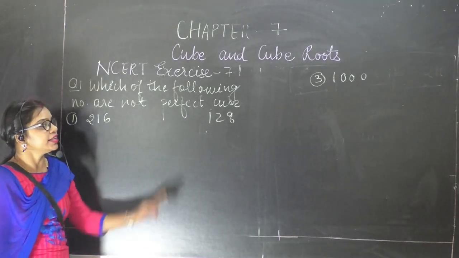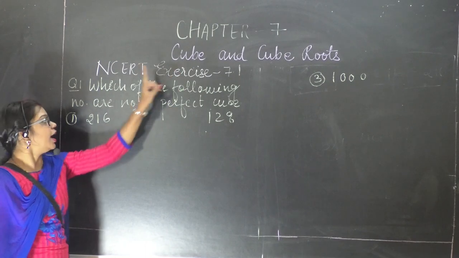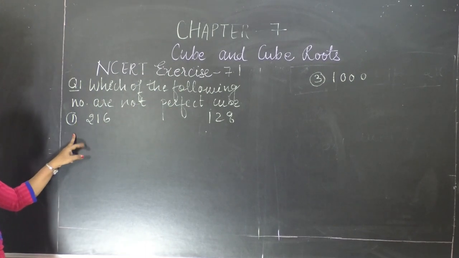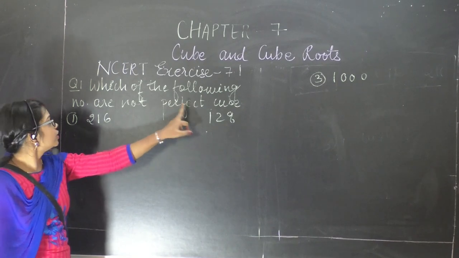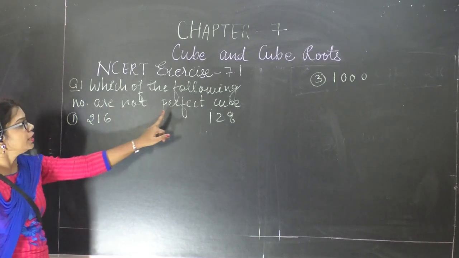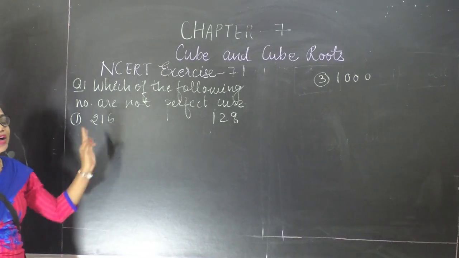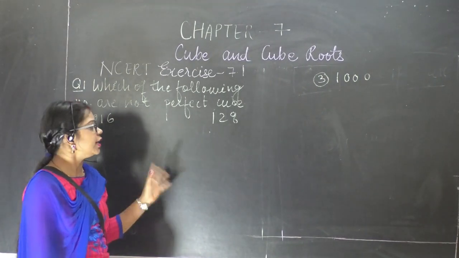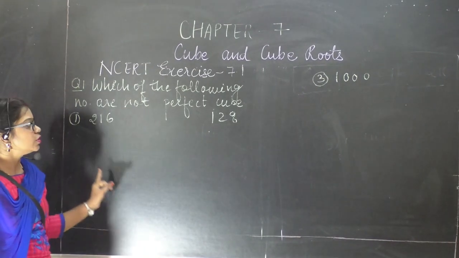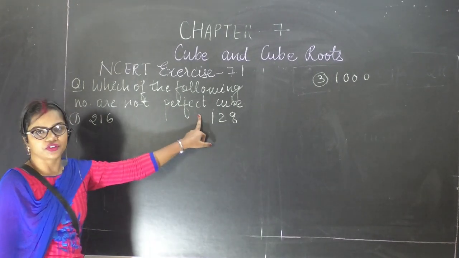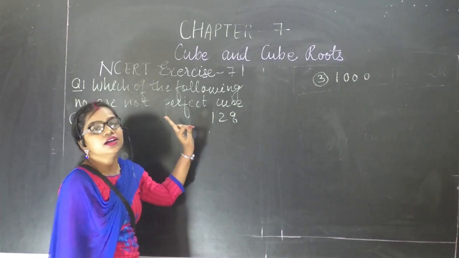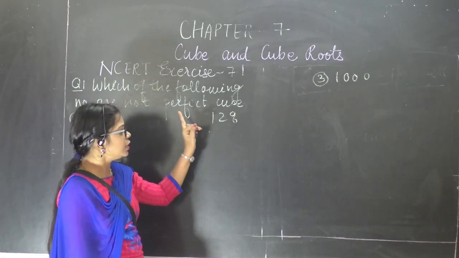This is NCERT exercise 7.1. In the very first question it says: which of the following numbers are not perfect cubes. From these you have to find out which of them are perfect and which are not. For this, first you should know what a perfect cube is, because in the introduction video I have told you what a perfect cube is.